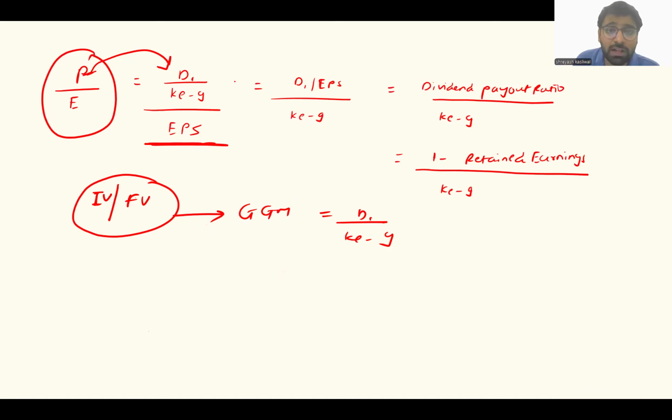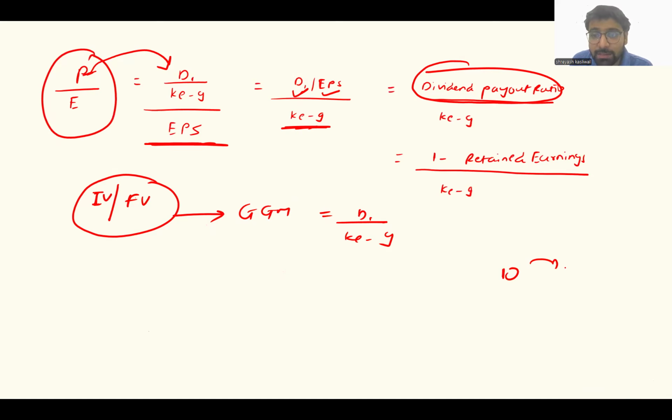Okay, sir. If we rearrange, what do we get, sir? It is D1 divided by EPS, and in the denominator, we get KE minus G. Okay, sir. Sir, D1 divided by EPS, what is this, sir? It is the dividend payout ratio. Okay, sir, we get that. Let's say, for example, 10 rupees is my EPS and I'm distributing 4 rupees as dividend. That means my dividend payout ratio is 40%.